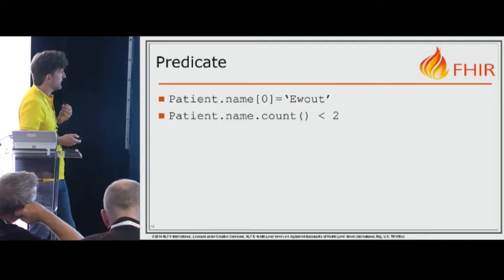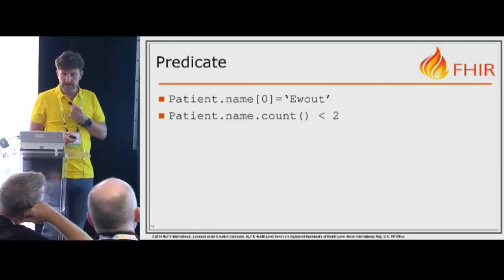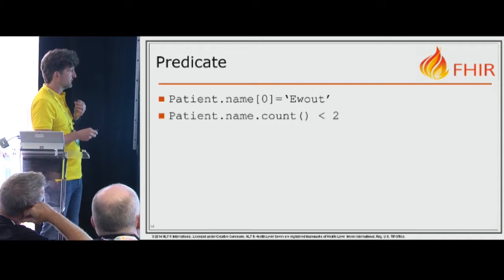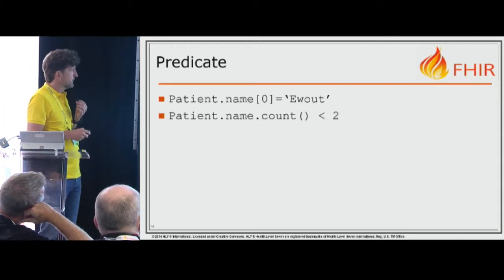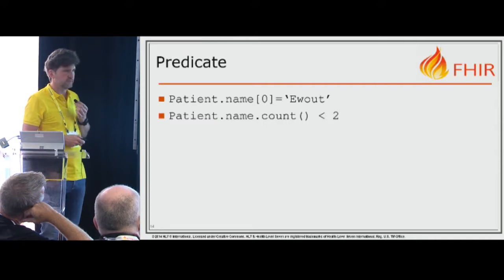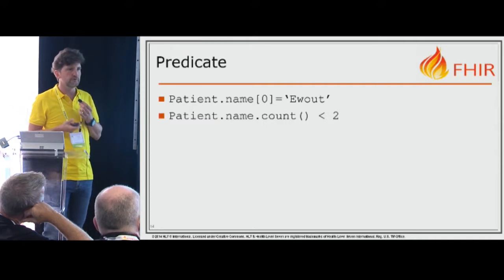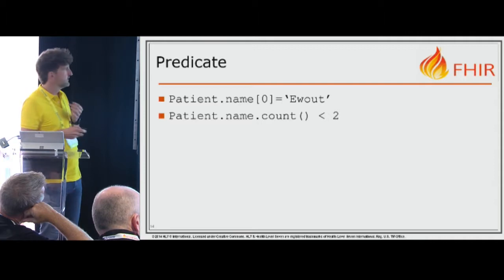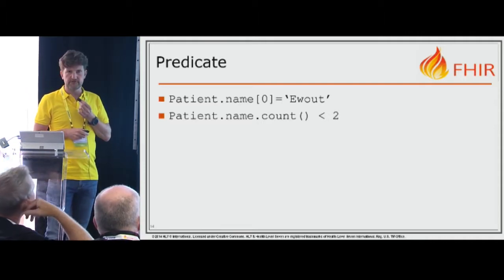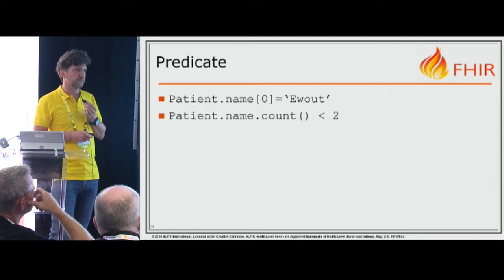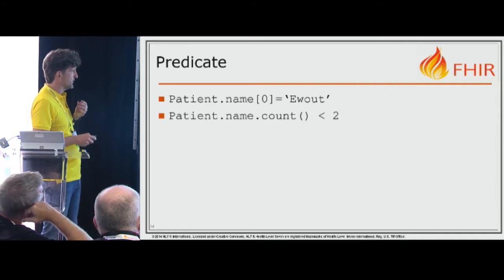So sure, there are patient.name 0, that's a path like we just looked at, equals my first name, Ewout. Or patient.name.count should always be less than 2. Maybe my system only supports 2 human names on a patient. So I could formulate a constraint saying, I know the FHIR specification allows you to have like a zillion patient names, but I don't. So I add this business rule here.